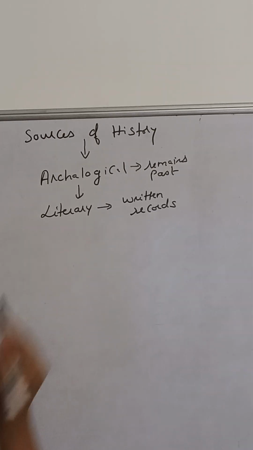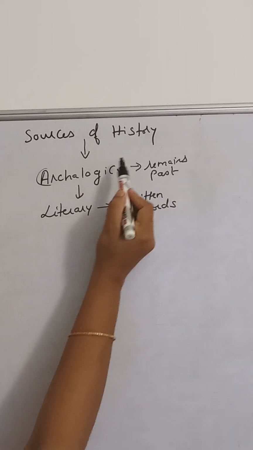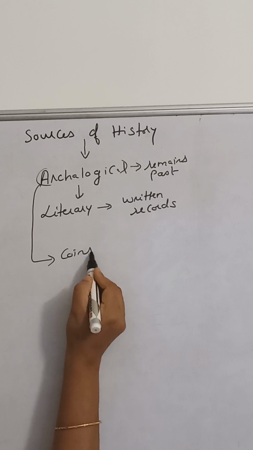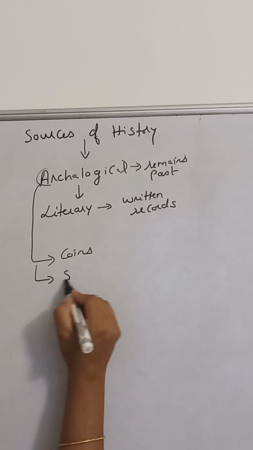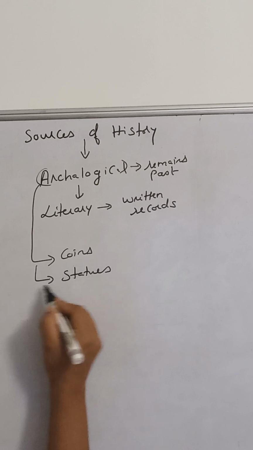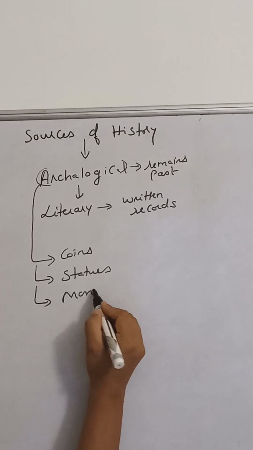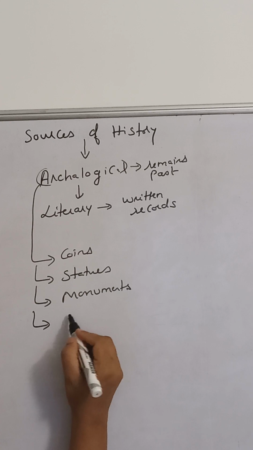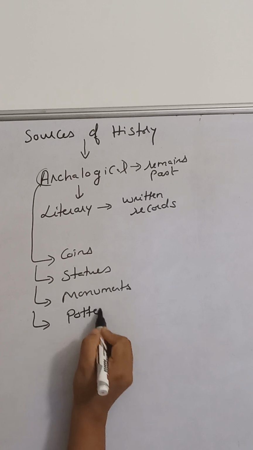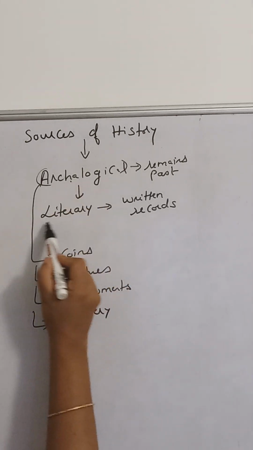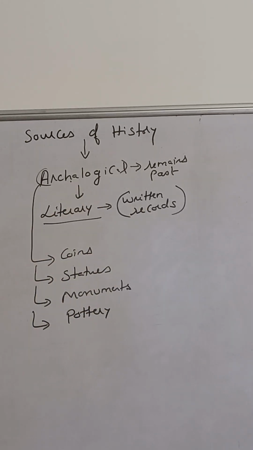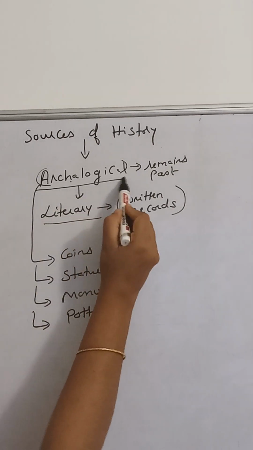So archaeological sources could be coins, statues, monuments, paintings, or anything you get, like pottery. All these are archaeological, and literary is all written records. Today we are focusing more on archaeology.